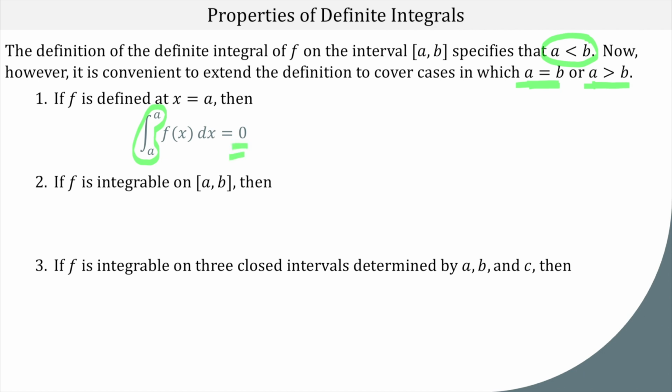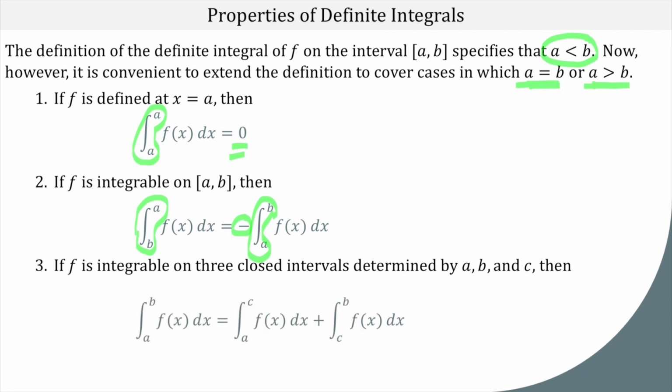If f is integrable, I always struggle with that word, if f is integrable on AB, then the area under the curve from B to A is the negative of the area under the curve from A to B. And we saw that earlier. Three, if you can integrate f on three closed intervals determined by A, B, and C, then A to B equals A to C plus C to B.